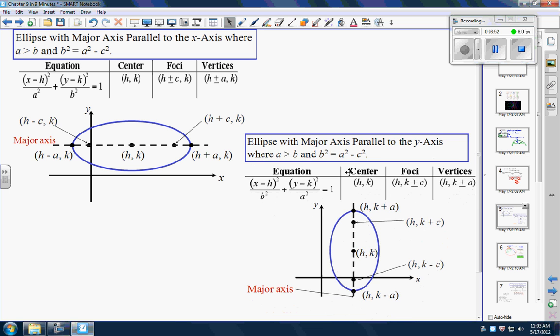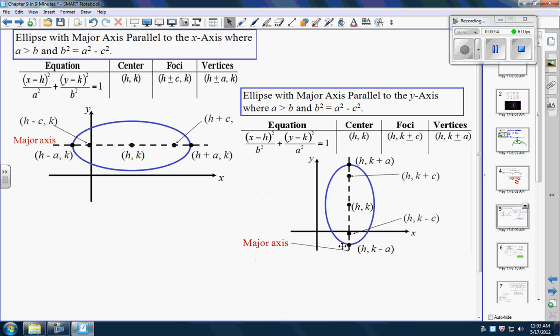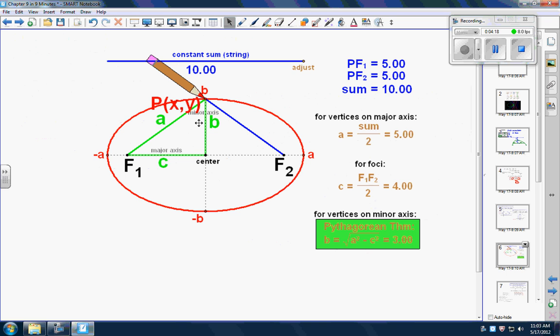If it opens up on the y-axis, the y still comes second. You could move it to first, but the big thing is that the a switches places. So it's a plus sign and then the bigger number will always tell you the major axis for these. Here are the center, foci, and vertices for all of these. You can see which Pythagorean identity we use up here. In this case, it's b squared equals a squared minus c squared, and that comes from this picture here.